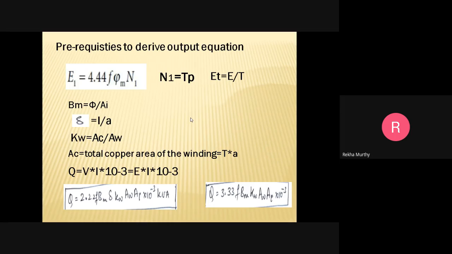Have you all understood the output equation? Okay, today you go through it. Tomorrow, Monday, if you have class as per the timetable, we will discuss once again. Okay, thank you all. You can just continue, you have a microcontroller class. Okay, thank you.